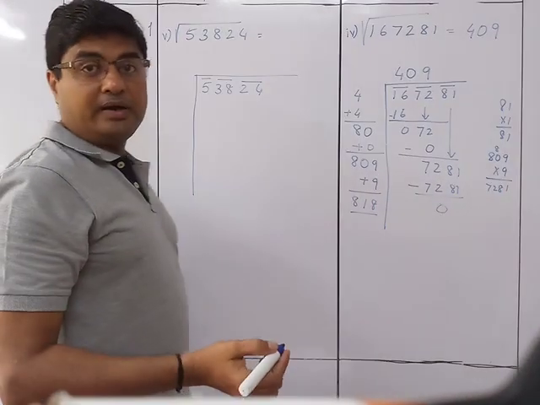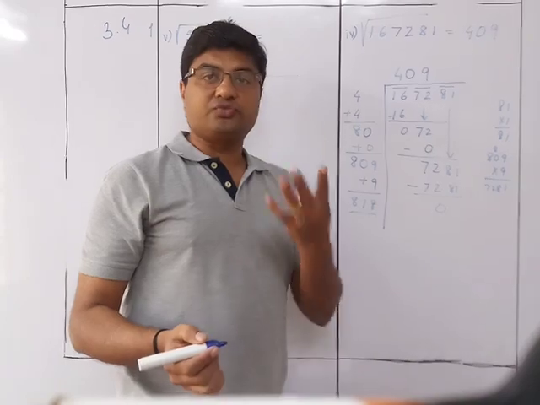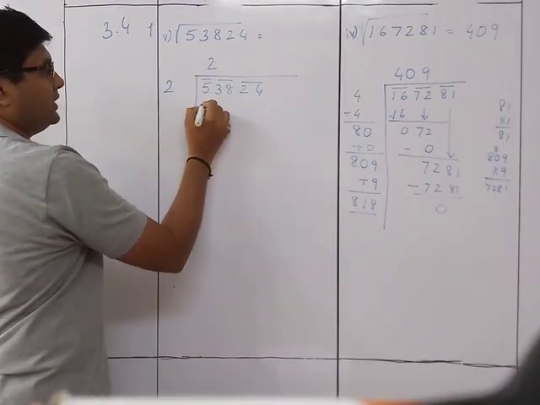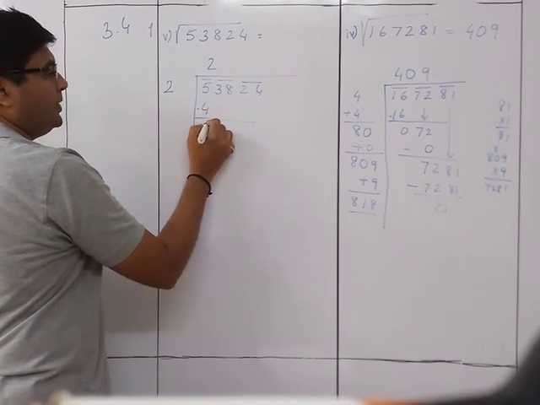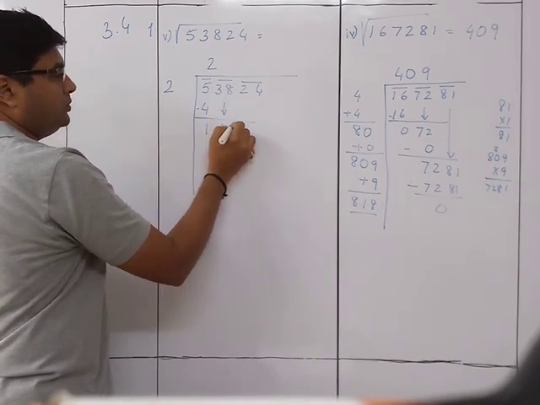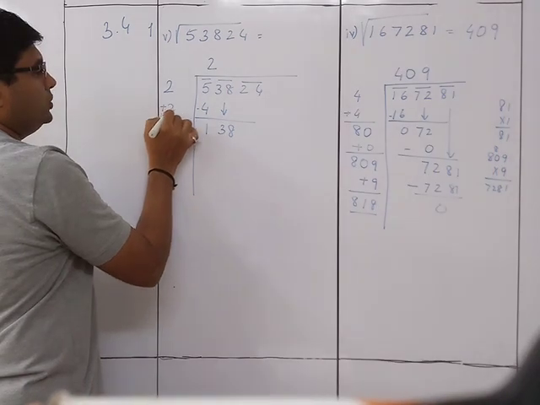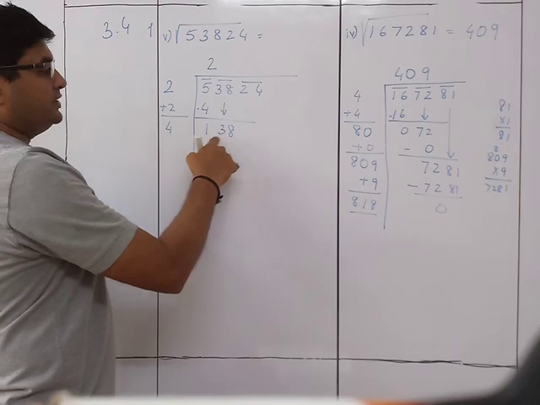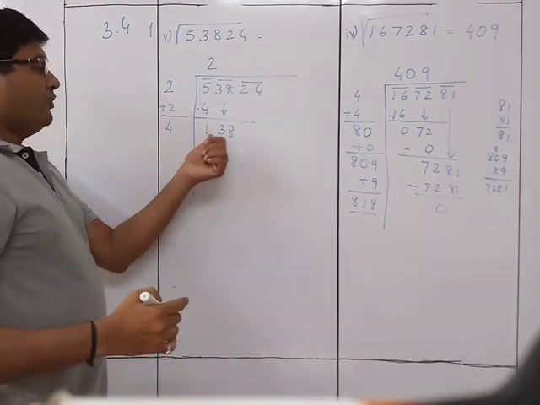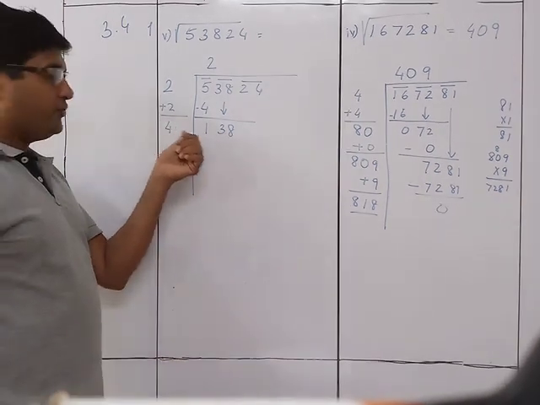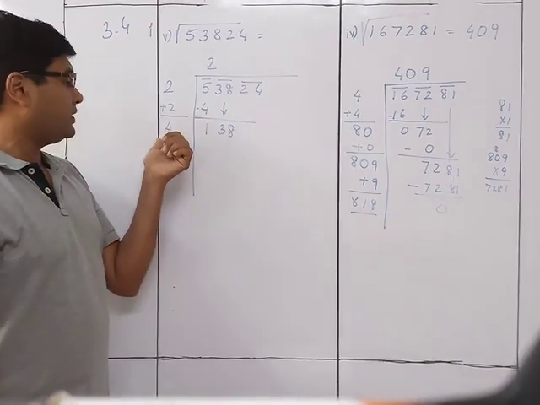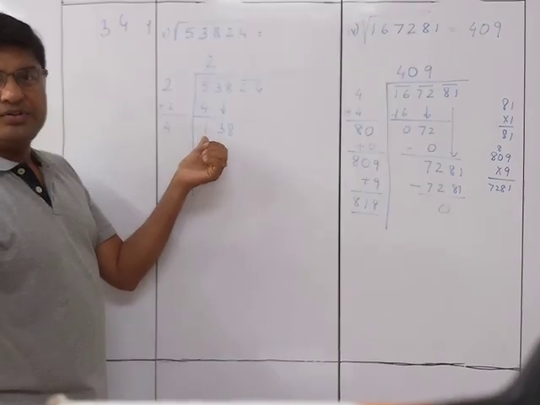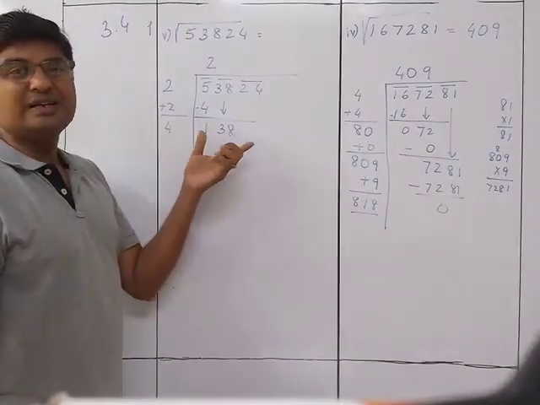So the nearest square number to 5 is 4. So it is 2 2s are 4. So remainder will be 1. 38 comes down. Now it is plus 2, so this becomes 4. So now I have got over here 4 and this is 138. So first two numbers here and first number over here. First two numbers is 13. Here it is 4. So what should be the division of this thing? So 13 divided by 4 is 3.